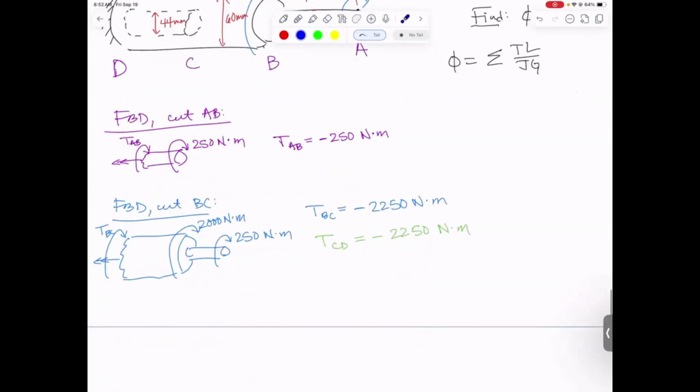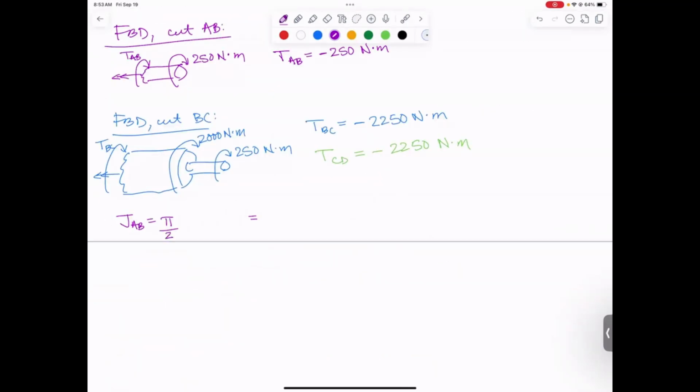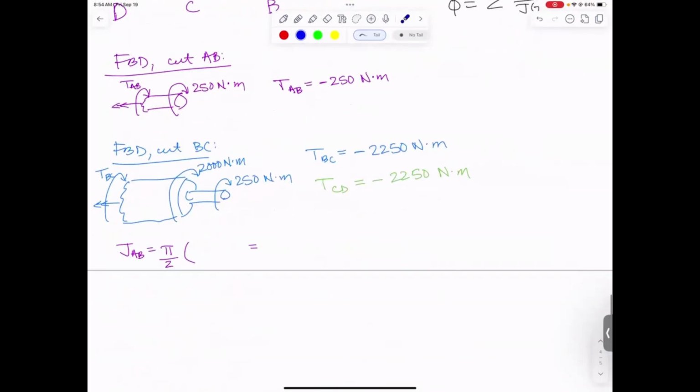So now I need J's for each of these. J for AB, pi over 2 times the radius to the fourth. That first section has a diameter of 30 millimeters. Radius would be 15 millimeters. I like to convert it into meters. So 0.015 meters. It gets raised to the fourth power. And this comes out to be 0.0795 times 10 to the minus 6 meters to the fourth. Your calculator won't give it to you that way. I just shifted my decimal a couple places over so that all of my J's would have the same exponent. They'd all be times 10 to the minus 6.